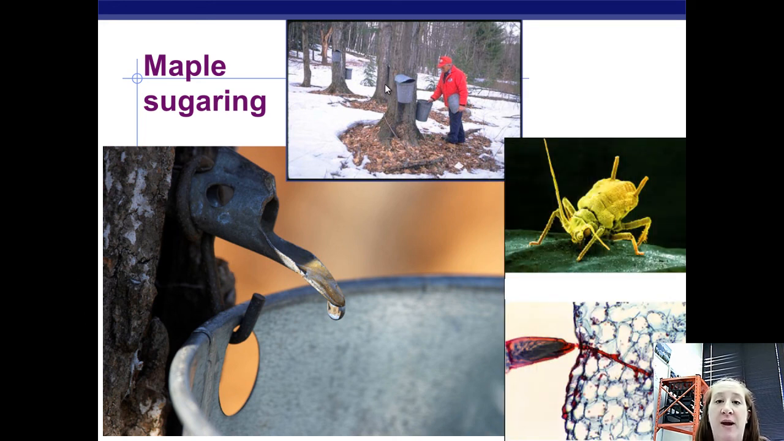You put your pails outside the trees. They have to sit for a couple of months. You collect a whole bunch of phloem sap, and then you got to boil it down like crazy. And sometimes it's almost a 40-to-1 ratio of what you need. You take 40 gallons of phloem sap, and you can make 1 gallon of syrup out of it. So it takes a lot.